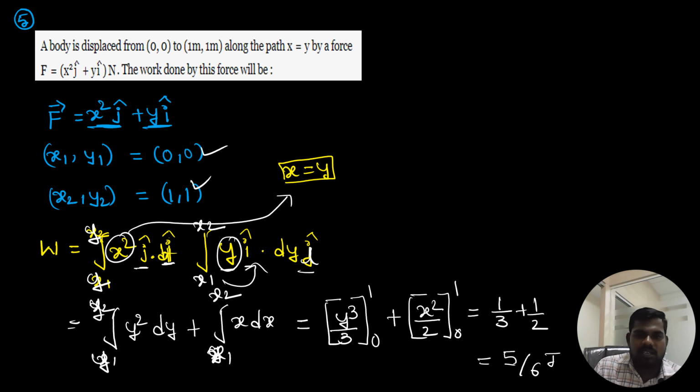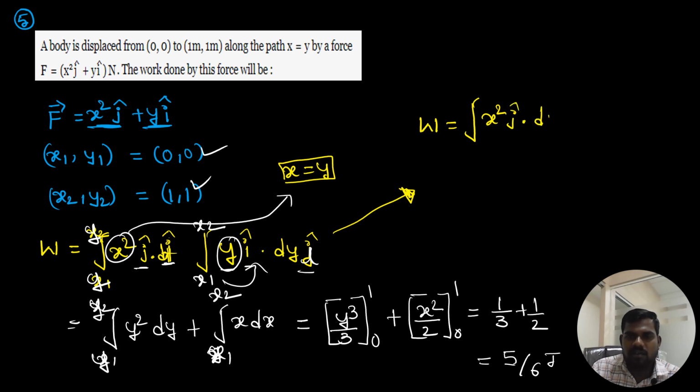Otherwise, see the same equation I will write here. If a small mistake is happening, I am rewriting this equation. W is equal to the integration of, actually what is given, first one is x square into j cap. J cap is nothing but dy into j cap, so I will take y1 to y2, plus integration of y into i cap is given, so dx into i cap. Actually this is the correct method.